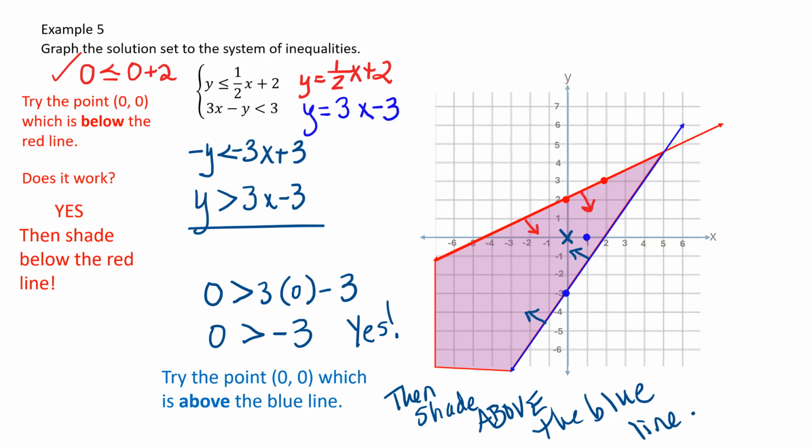So just check a point. If it works, you shade that side of the line. If it doesn't work, you shade the other side of the line.